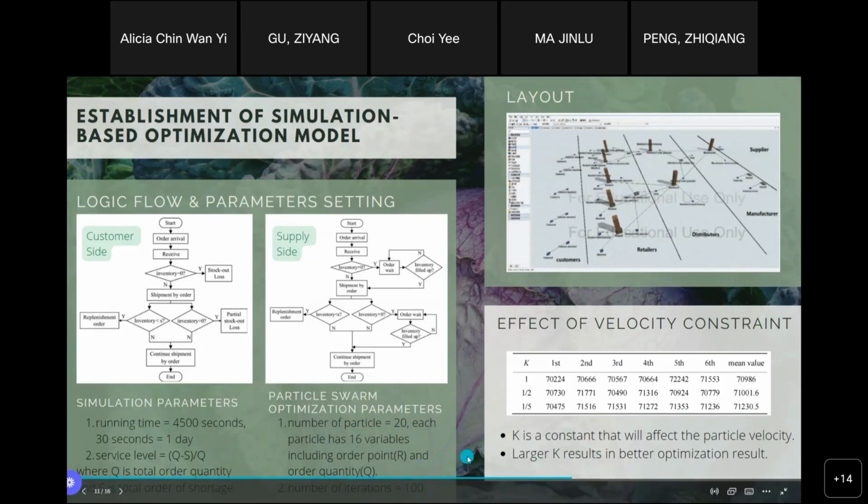Next, we'll take a look at the effect of the velocity constraint. So k is a constant that will affect the particle velocity, and a larger k results in a better optimization result.